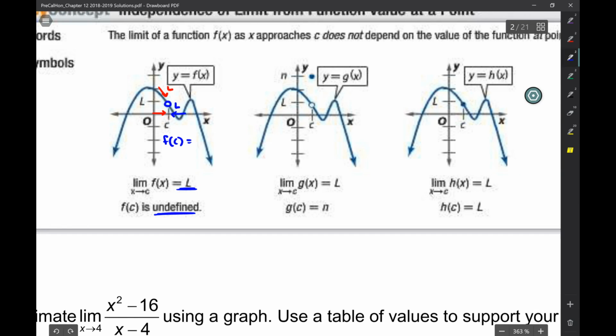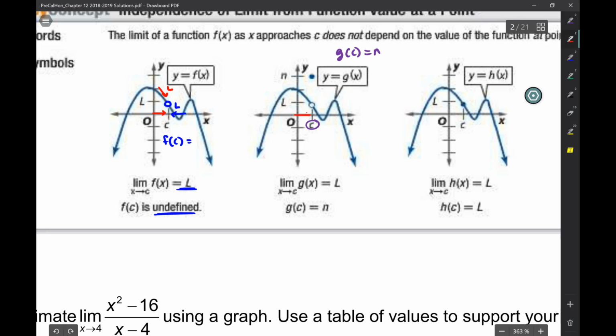Now, look at this one. This is g of x. This is c, guys, right here. What's g of c? What's the value at c? Okay. Look, there is no graph there, but there is a point there at N. So g of c is N. It's very much defined.